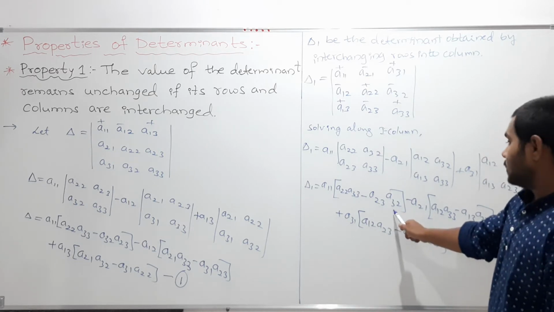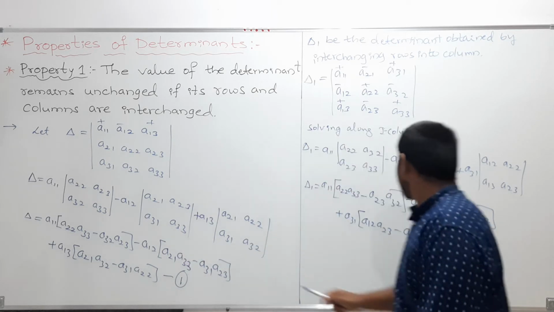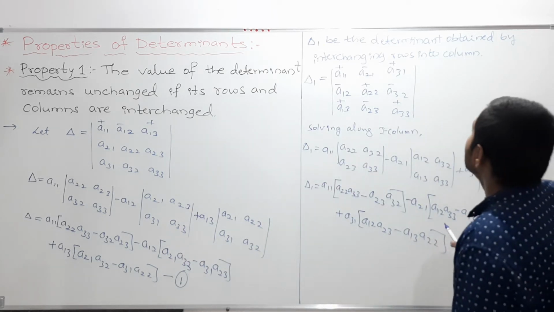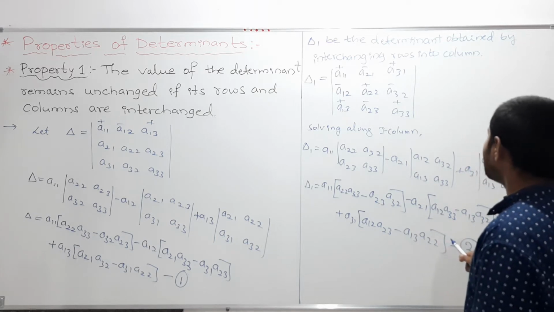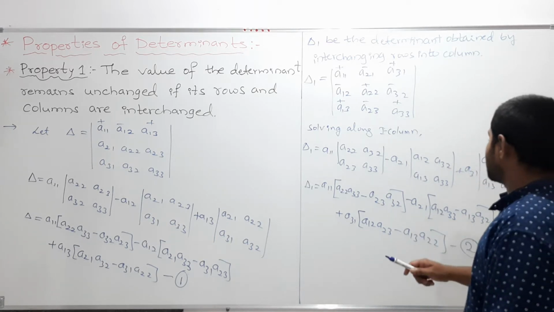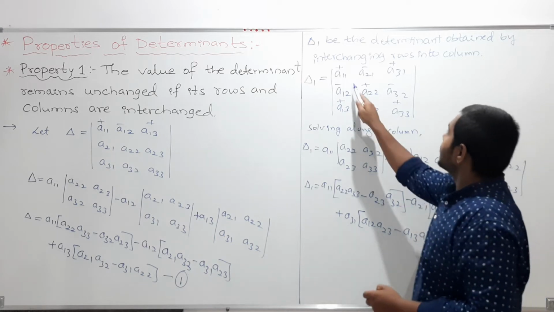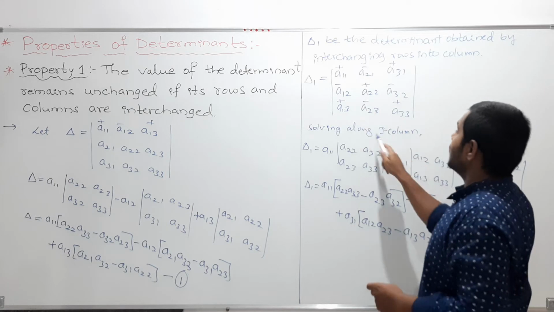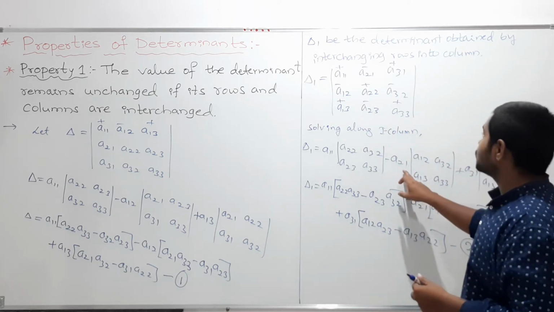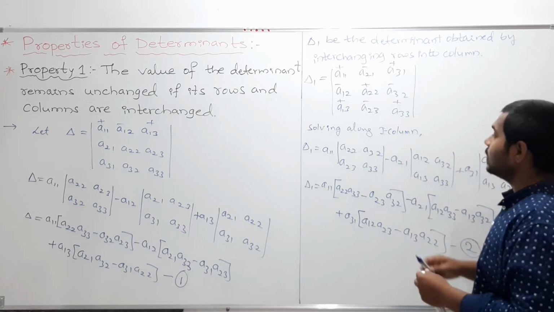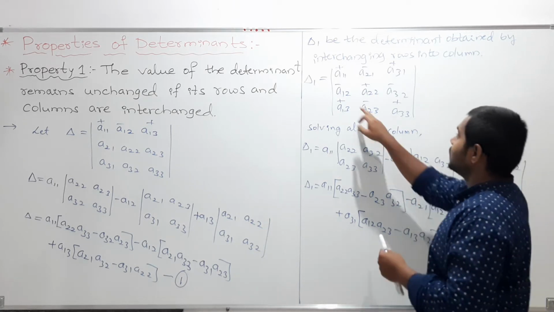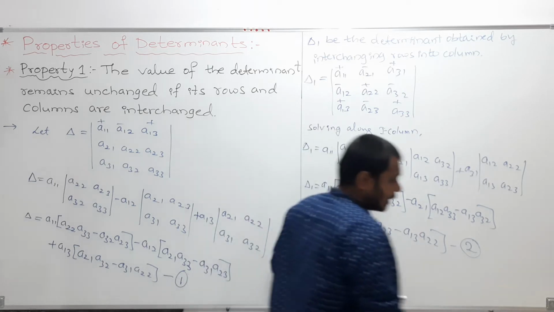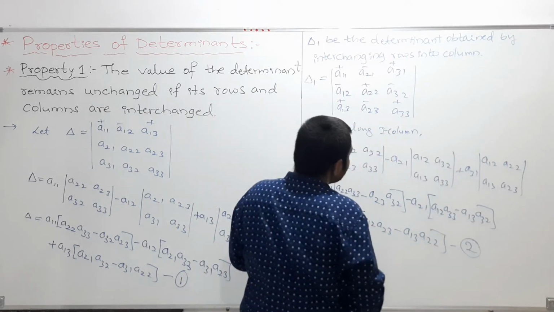This is the same. Next, minus of A12... sorry, what I did here was take the row only, but I am solving along the column. So instead of A21, I should take A12, because I am solving along the column wise. So it is a mistake here.